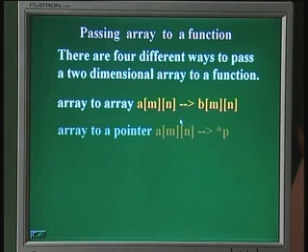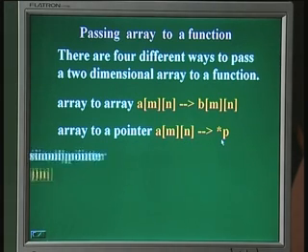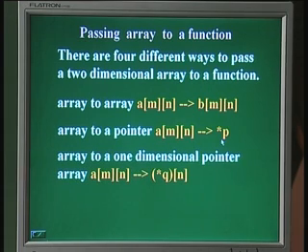Another way is to pass an array to a pointer. Let's say an array A of dimension m by n is passed on to a pointer P. Another way is array to a one-dimensional pointer array. We've seen that you can use a simple pointer to point to an array, or we can use an array of pointers. So we can use all that to pass to a function.